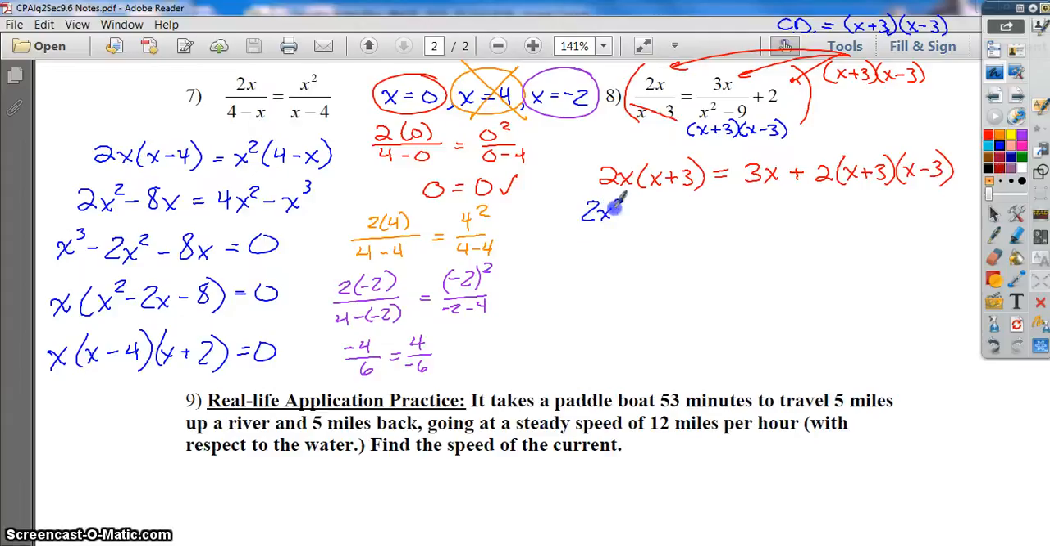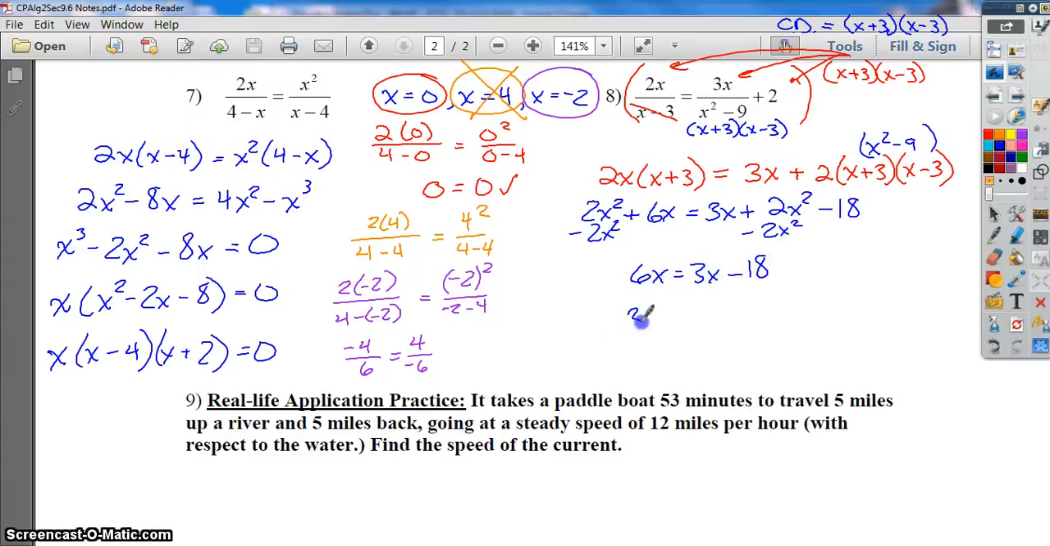So over here I'm looking at 2x squared plus 6x equals 3x plus 2x squared minus 18. Remember, this is here, x squared minus 9. And if I distribute 2 into that, I get 2x squared minus 18. Looks like I'm going to have to set it equal to 0, but actually what I've just noticed is my 2x squared, if I subtract one over to the other, will leave me with 6x equals 3x minus 18. So I subtract 3x over, I get 3x equals negative 18. X is going to be negative 6.